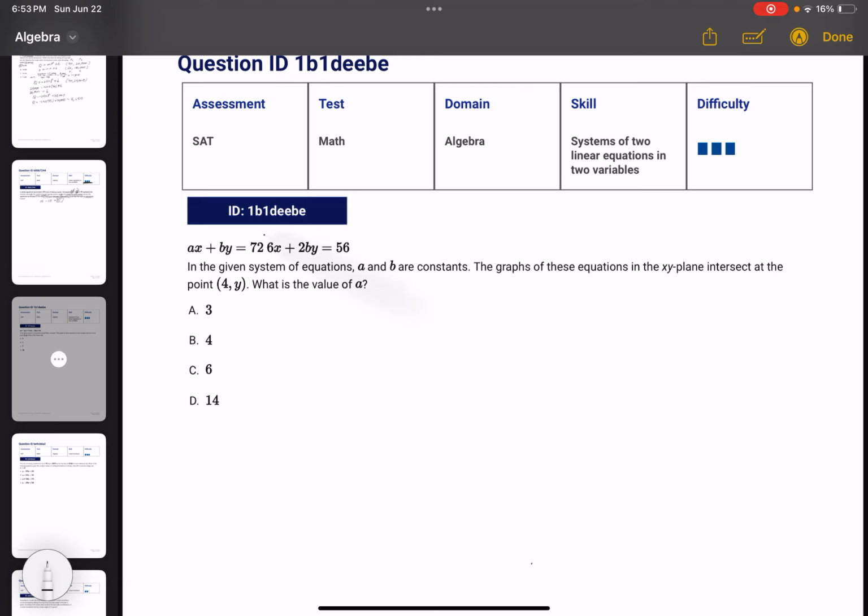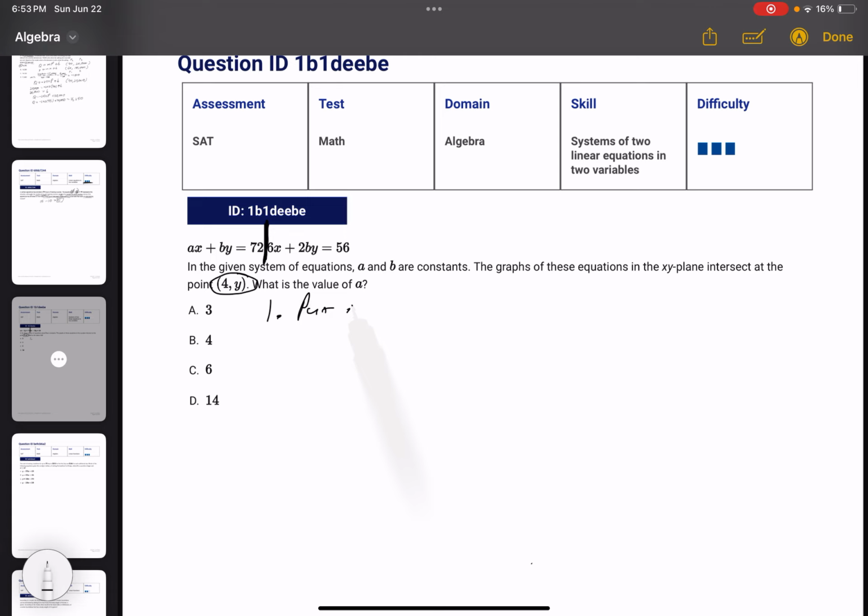So, this isn't your traditional system of equations. What we're going to do here is, since we know that both lines are going to intersect at this point over here, we can set them equal to each other after rearranging each one for y. So for the first one, I'm going to write our first step.